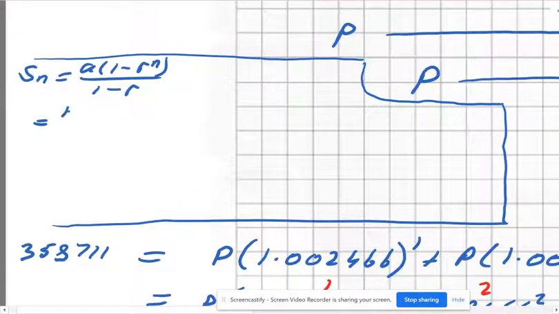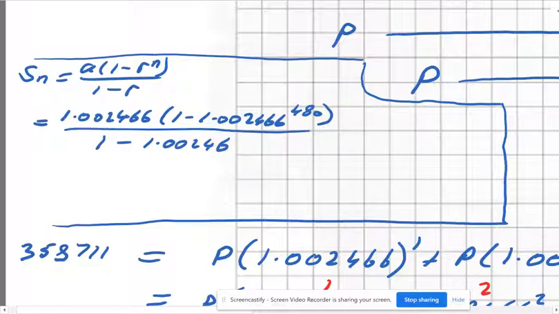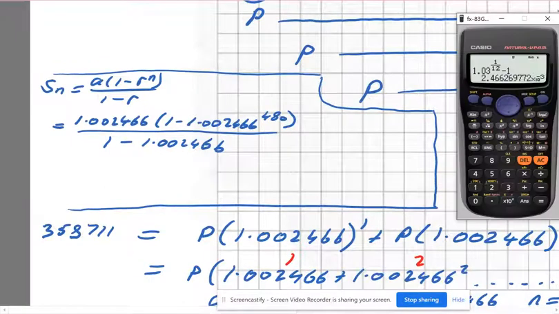A is 1.002466, so we'll just take down that. So it's 1.002466 multiplied by 1 minus 1.002466 to the power of 480, over 1 minus 1.002466. And again, we can use that shortcut on the calculator. We can just type in that number once, that R or A, 1.002466, hit the equals button. Now that's saved as answer.